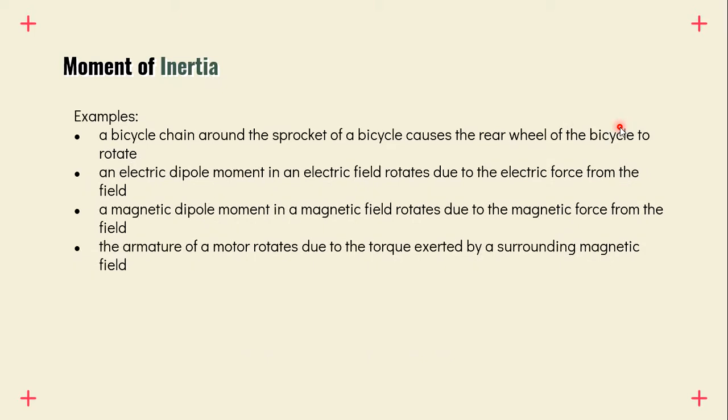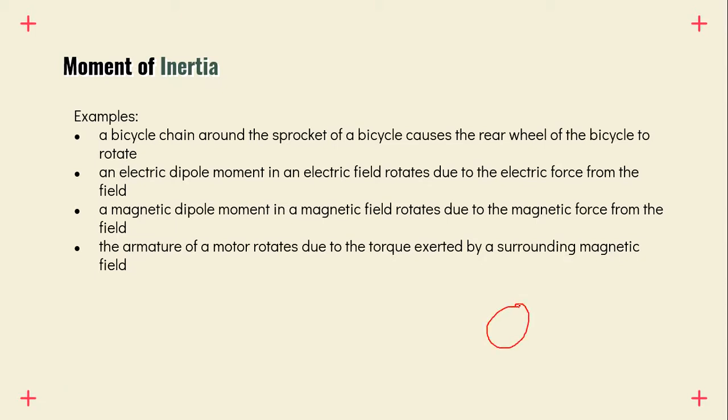Some practical examples of this situation are: number one, a bicycle chain around the sprocket of a bicycle causes the rear wheel of the bicycle to rotate. If you can visualize that, we have the sprocket. Let me try to draw that. So this is the sprocket of the bicycle, right?